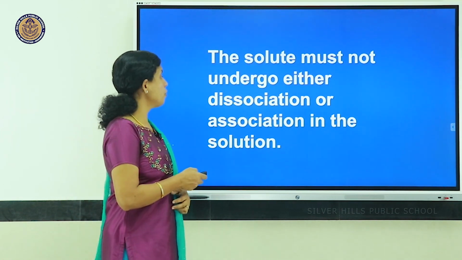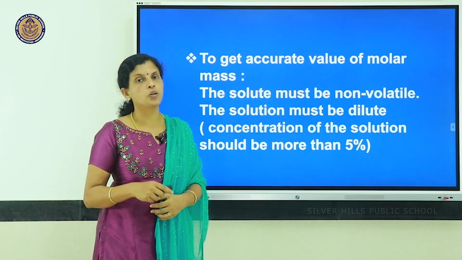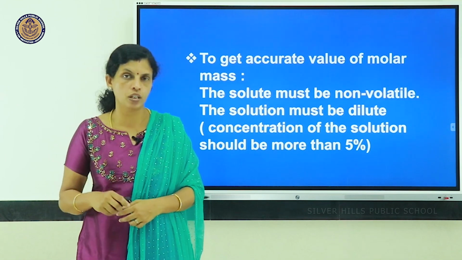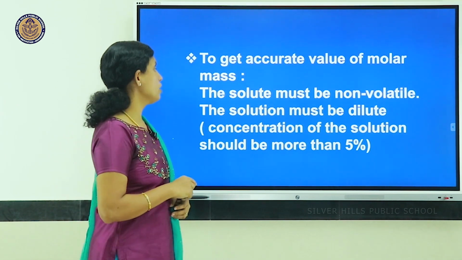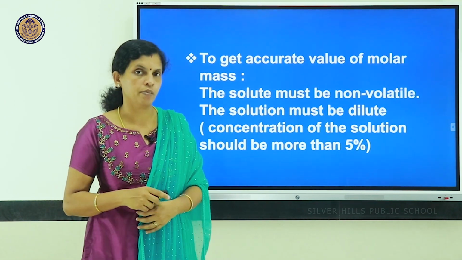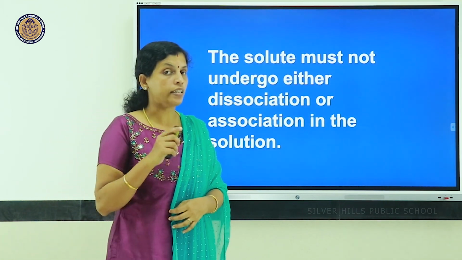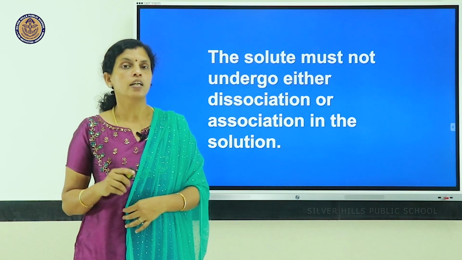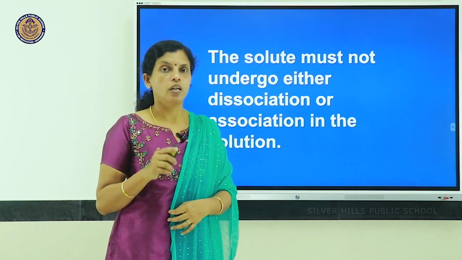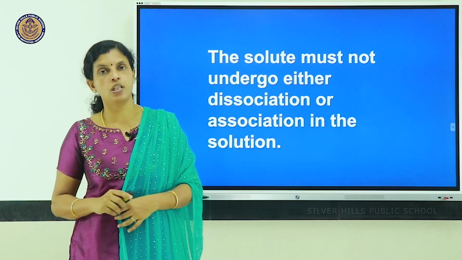So the three important conditions in order to get the accurate value of molar mass are: the first one, the solute must be non-volatile. Second, the solution must be dilute. And the third condition is very important, the solute must not undergo any association or dissociation.